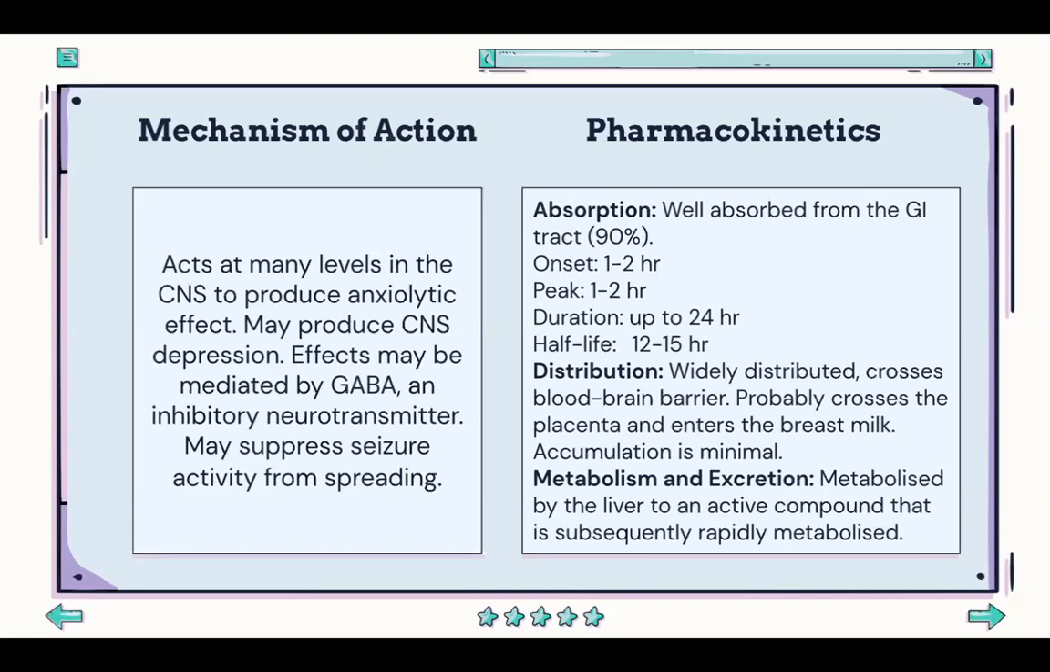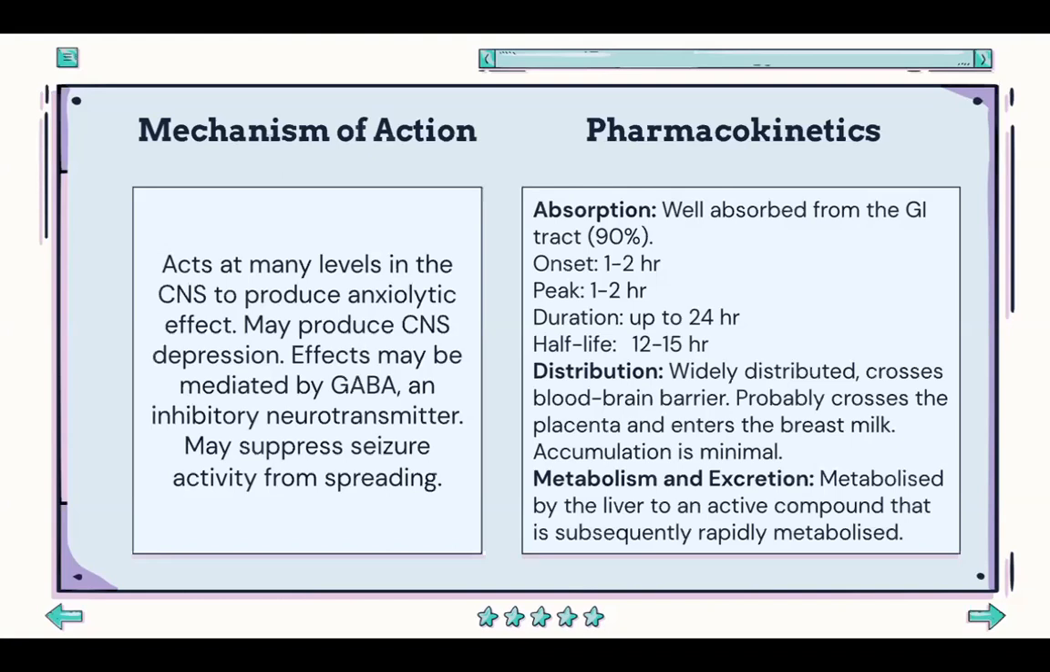So for the absorption, it is very well absorbed from the GI tract, almost 90%. And for the onset, it's from 1 to 2 hours. For the peak, it can take 1 to 2 hours. And for duration, it can go up to 24 hours. And its half-life is between 12 to 15 hours.